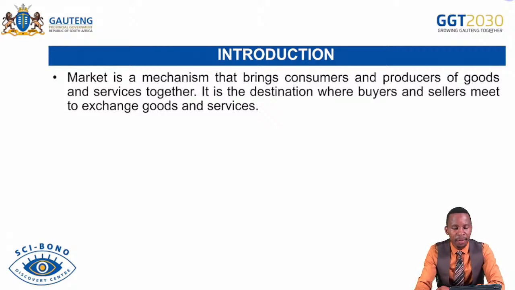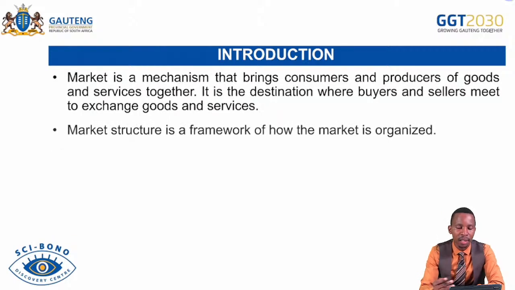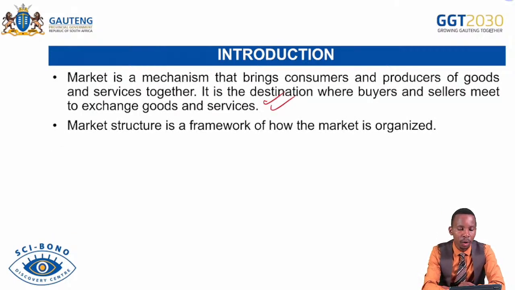Market is the mechanism that brings consumers and producers of goods and services together. It is the destination where buyers and sellers meet to exchange goods and services. This simply gives you 2 marks. Or this one can also give you 2 marks: the market structure is a framework of how the market is organized. This can give you 2 marks.